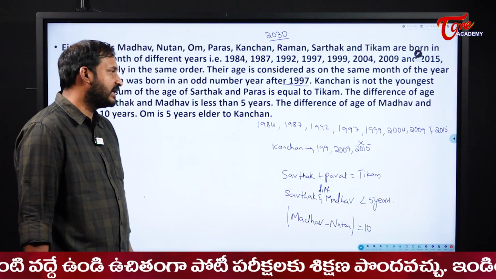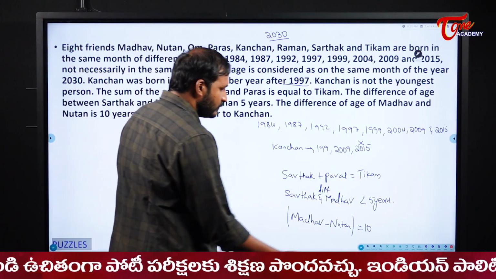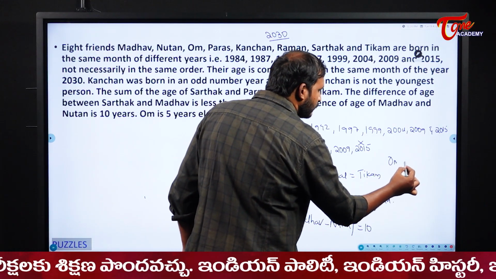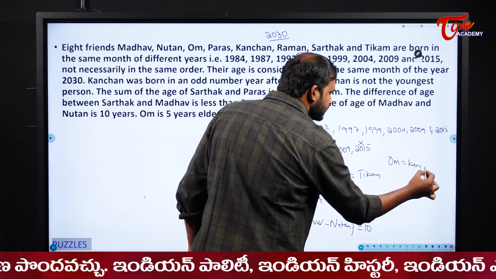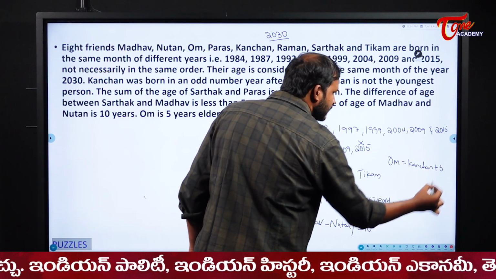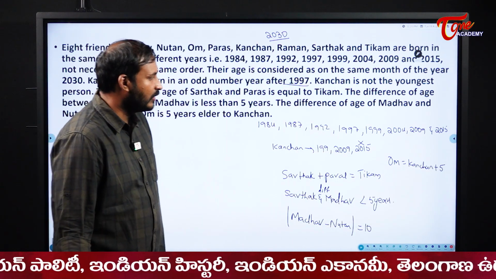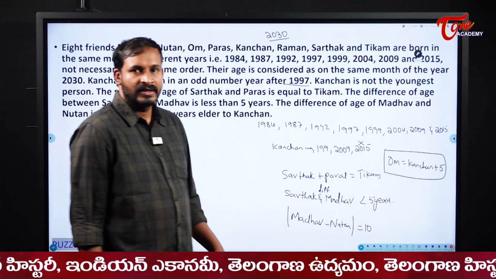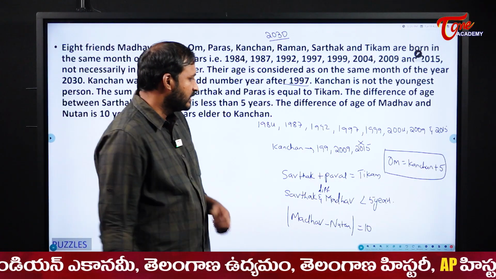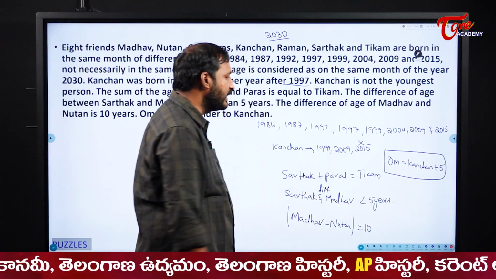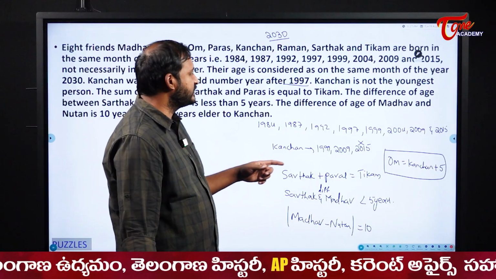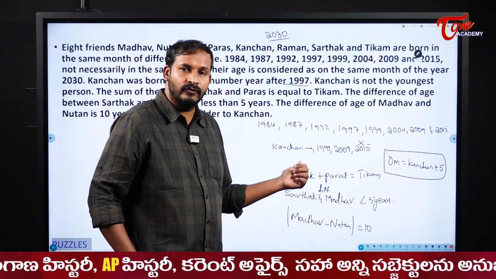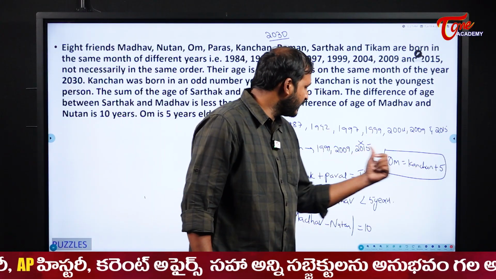Om is 5 years elder to Kanchan. That means Om is equal to Kanchan plus 5 years. So now first we will try to decode the age of Kanchan. See here, students, if I assume Kanchan was born in 1999, Om should be born in which year? 1994, right? Why? Because Kanchan plus 5 is Om.